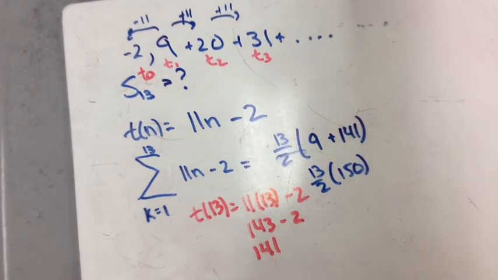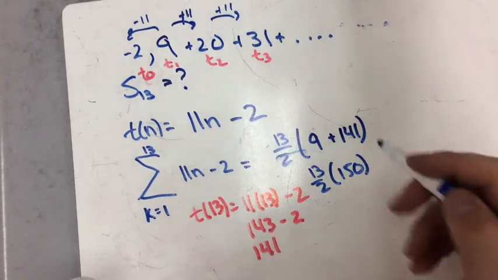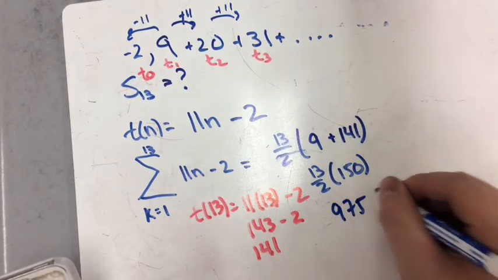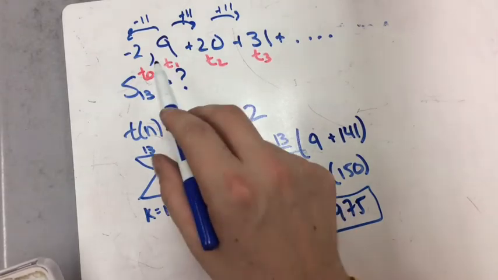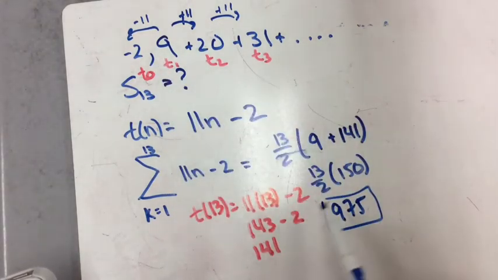Okay, and let's see what that gets us. 150 times 6.5 equals 975. So if we add up all the terms from the first term to the 13th term, we're going to get 975 as the answer.